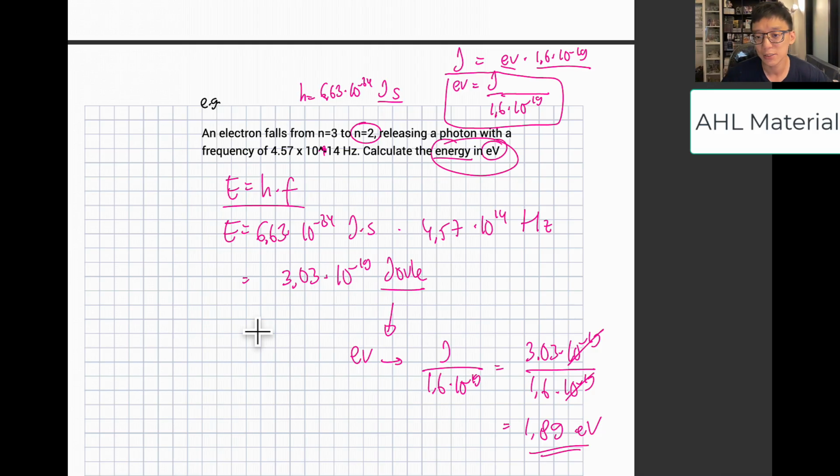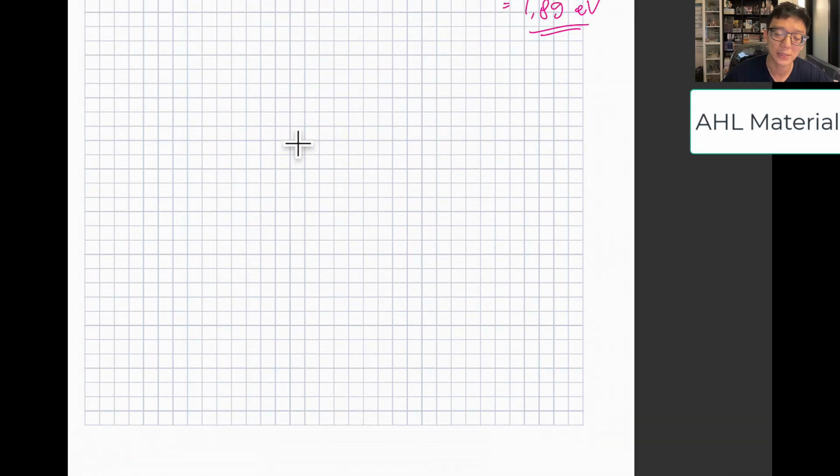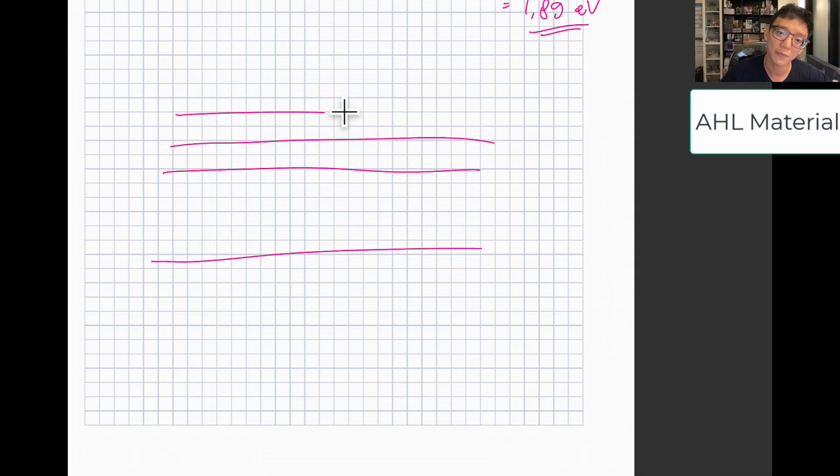So the calculation is actually simple. Most of the time you can also refer to the IB data booklet, which has most of the data associated there. What we must know is, for example, let me draw some here. Let's say this is 1, 2, 3, 4, 5. Let's say you jump to 4 and then you go back to 2.